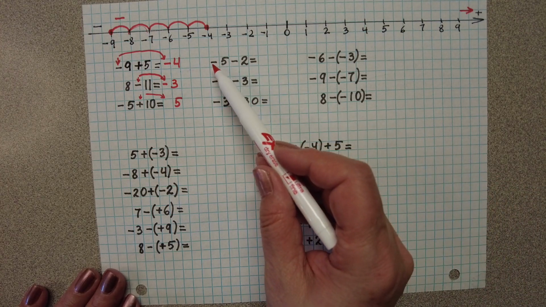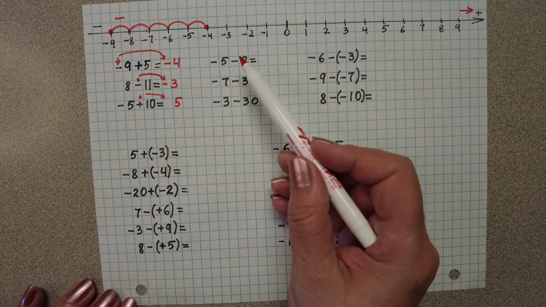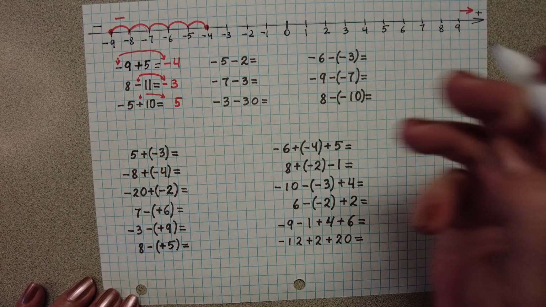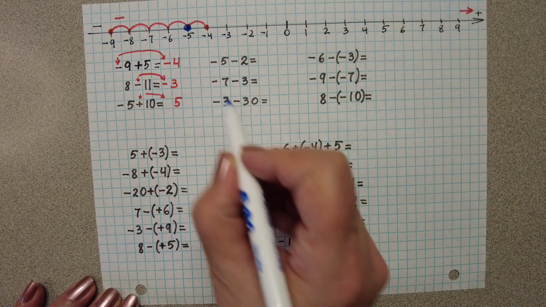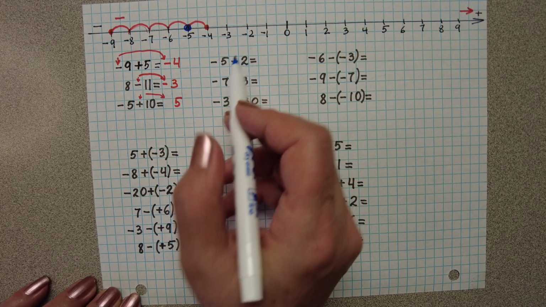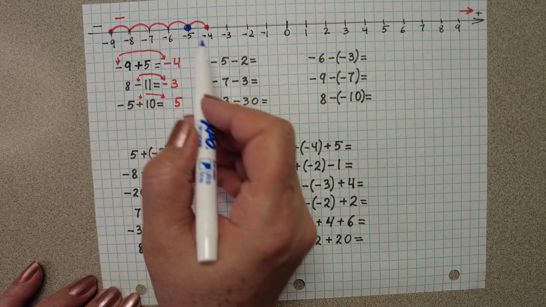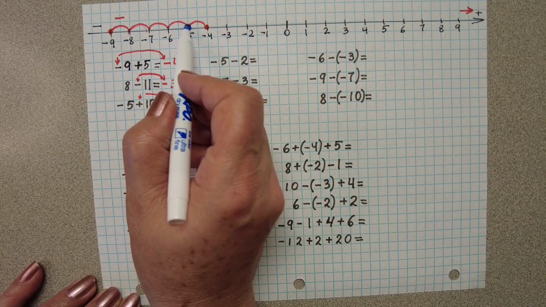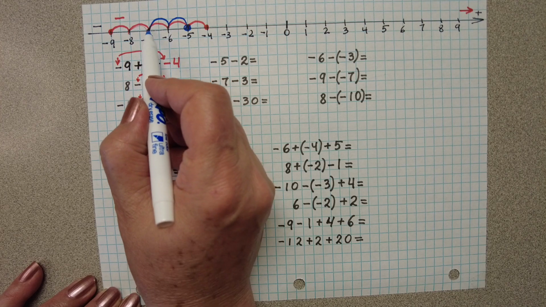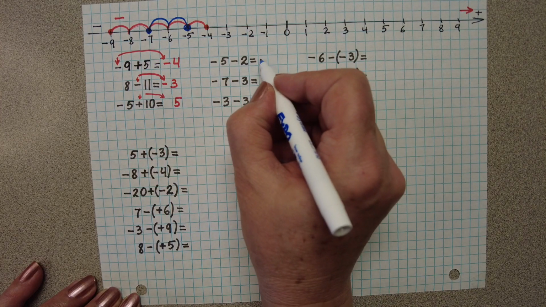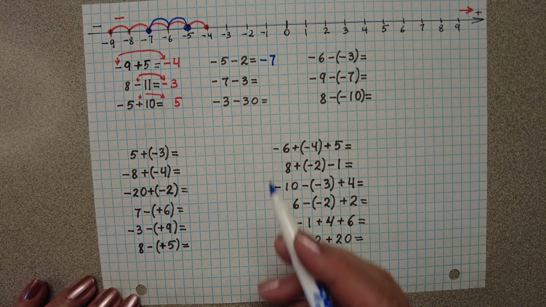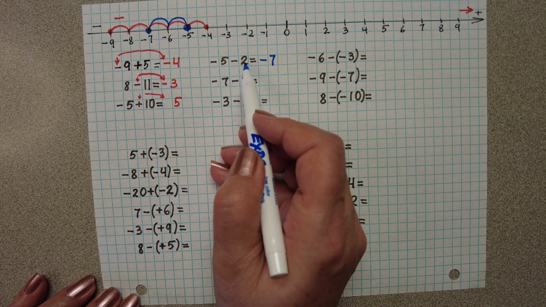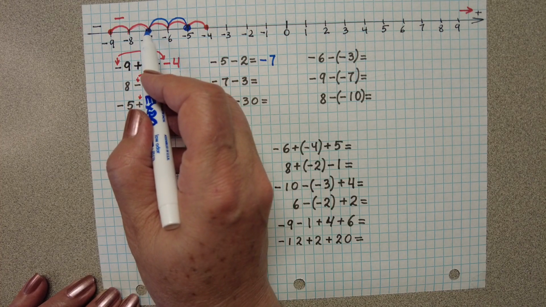Next case, if we have both negatives, both numbers are negative. We have here negative 5 minus 2. You remember, when we subtract, we go to the left. Minus 5 minus 2, 2 units to the left. 1, 2. Here, we land on negative 7. So minus 5, 2 more to the left because we subtract. We go to negative 7.